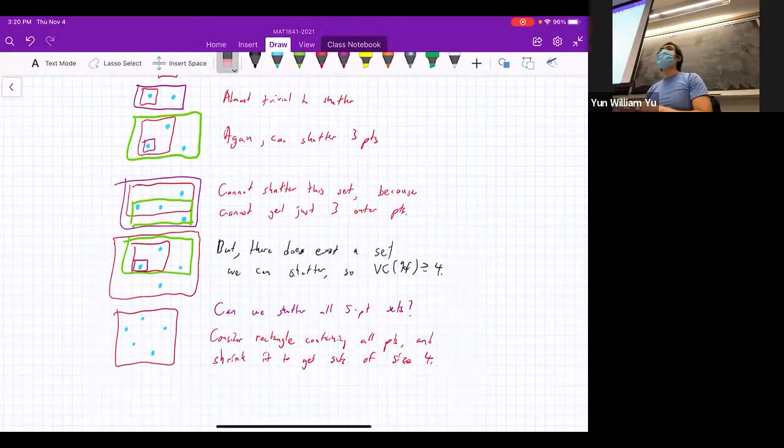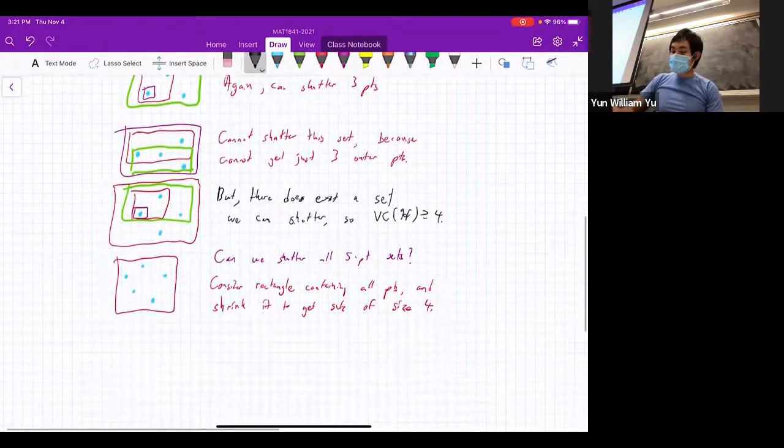Now you might ask, what if there are 2 points at the same level of extremeness, so the 2 points that are both topmost? Well, in that case, as you go past it, you only have a 3-point set, and so you still don't have a 4-point set. And so therefore, this is actually not shatterable. So this implies that the VC dimension of axis parallel rectangles is equal to 4.